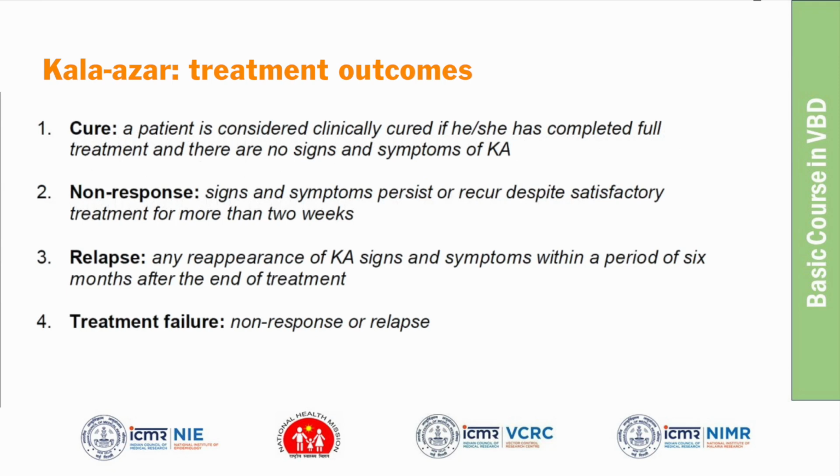And the Kala-Azar treatment outcomes are 4. One is cure. A patient is considered clinically cured if he or she has completed full treatment and there are no signs and symptoms of Kala-Azar. Secondly, non-response. Signs and symptoms persist or occur despite satisfactory treatment for more than 2 weeks. And relapse means any reappearance of Kala-Azar signs and symptoms within a period of 6 months after the end of treatment. Treatment failure means either non-response or relapse. In both cases, it is called treatment failure.